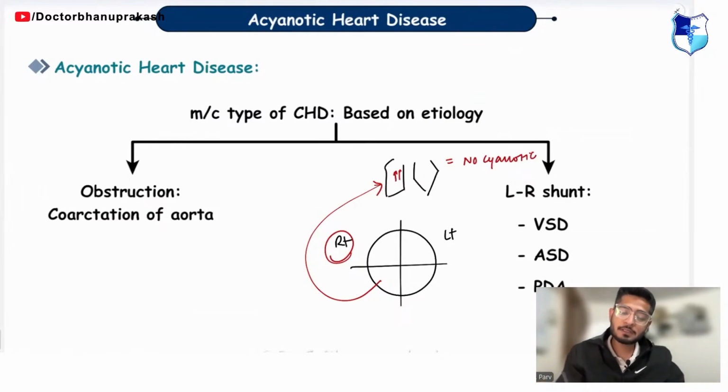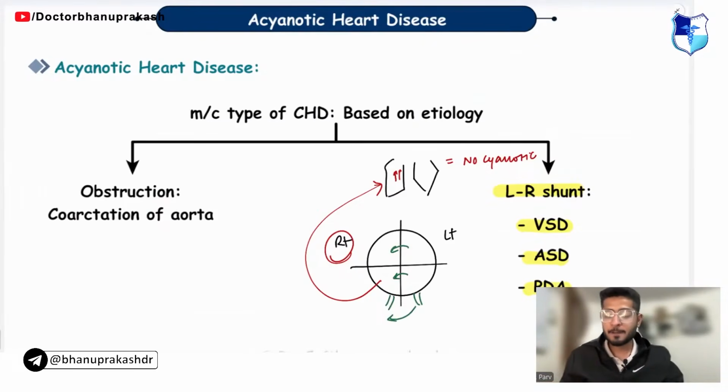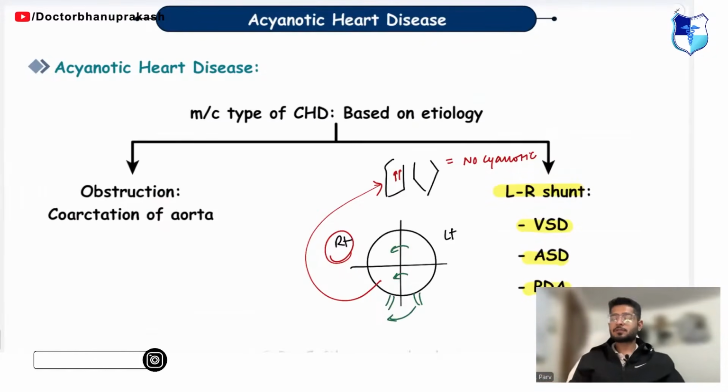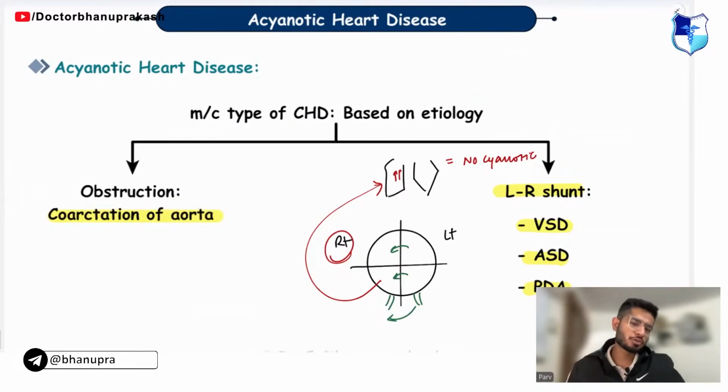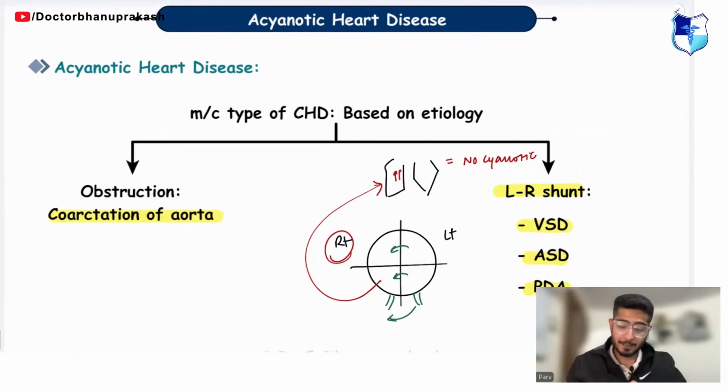And in what conditions can the blood go from left to right? ASD, VSD, and even in the PDA. ASD, VSD, and PDA all have a left to right shunt. And of course, this is going to be an acyanotic heart disease. And of course, there can be coarctation of aorta, and in coarctation of aorta also, some amount of blood is going to the lungs. So since it is going to the lungs, of course it's going to be very normal.